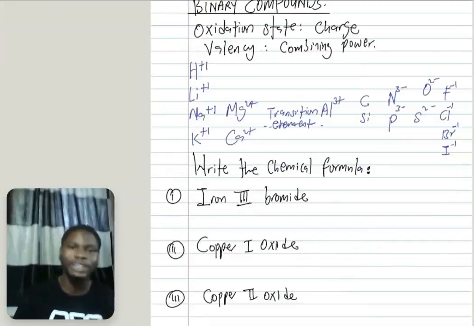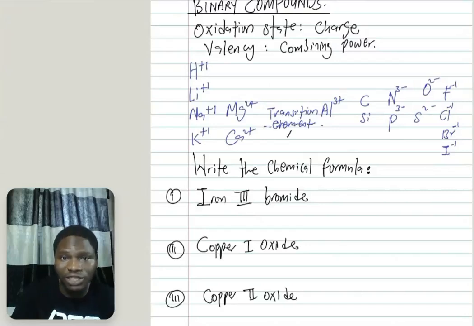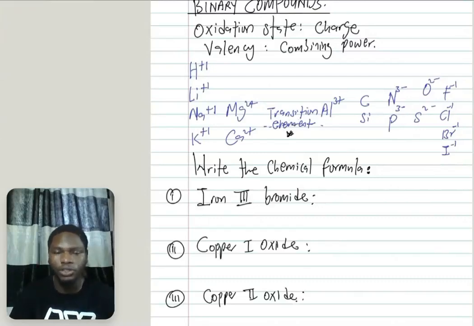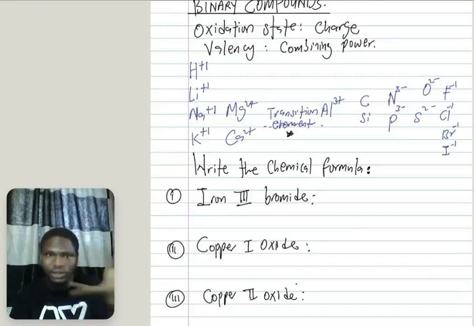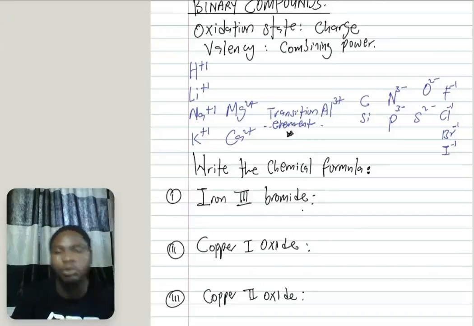Now let's write the chemical formula for this compound. Look at this example I gave us. It actually involves transition elements. If you observe, like I said, transition elements have variable oxidation states. They will tell you the type that they need. Look at this one, they said iron 3 bromide.